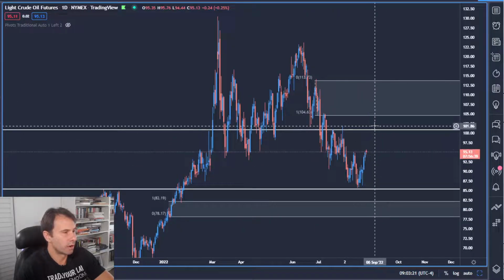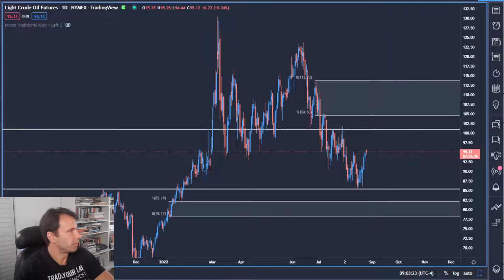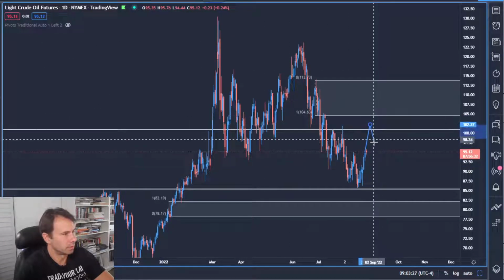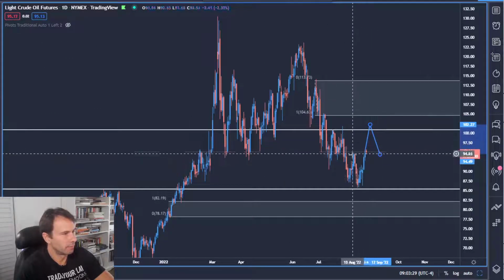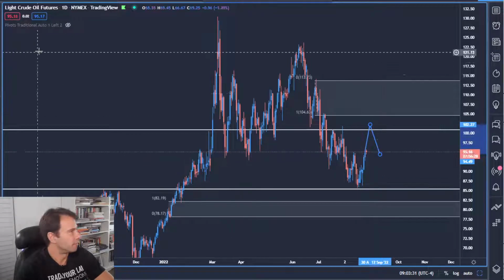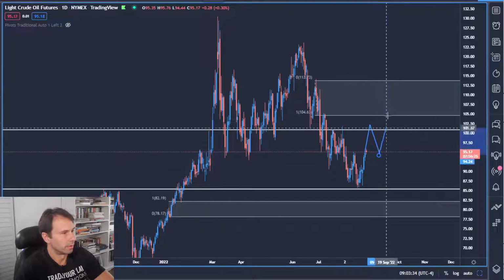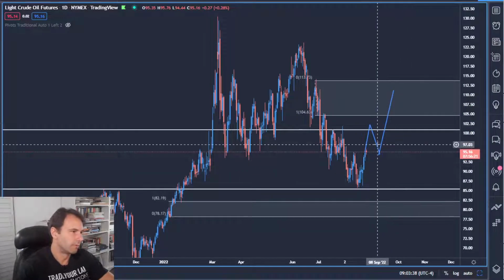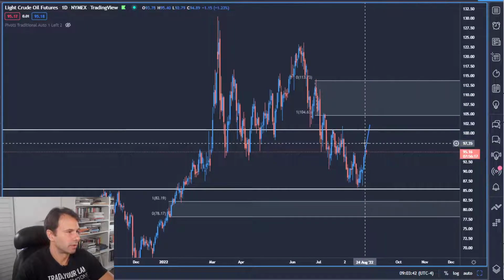Now if we come here and we retrace back down, this is another bullish pattern that I'm looking at, right? This pivot and retest here, and from here to this one, right? So bullish scenario for crude oil. That's what I'm seeing here.